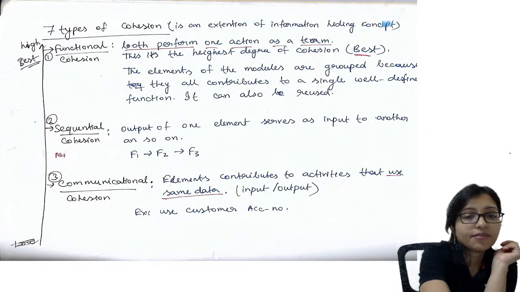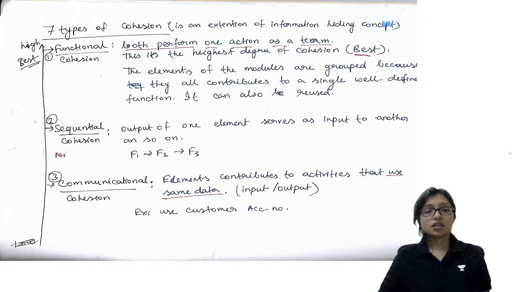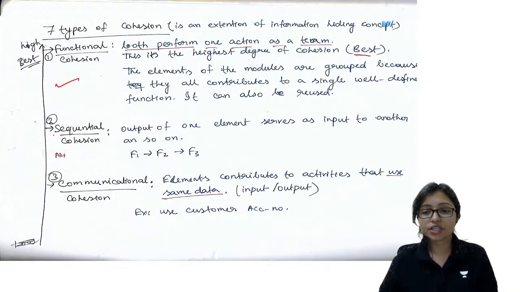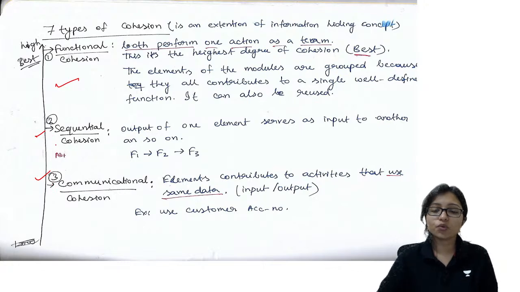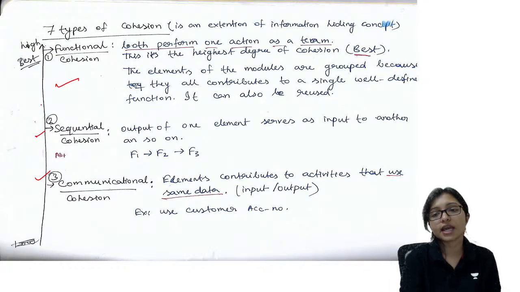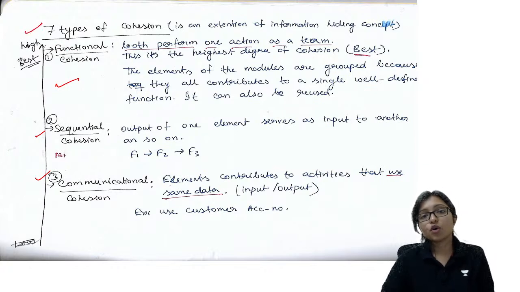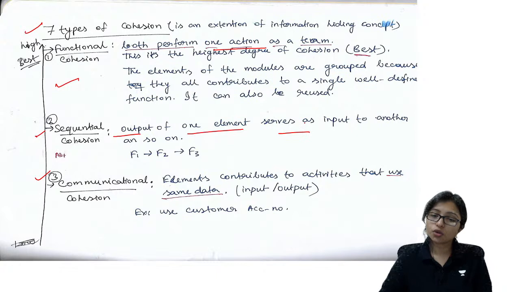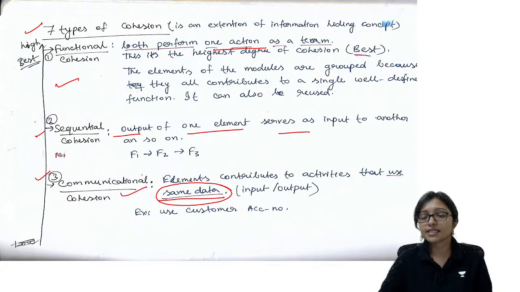Now here are the 7 types of cohesion. You can see the 7 types of cohesion: functional cohesion, sequential cohesion, communicational cohesion, procedural cohesion, temporal cohesion, logical cohesion and coincidental cohesion. These 7 types of cohesion are very important. You have to remember these 7 types of cohesion always. When both perform one action at a time, that is functional. Sequential means the output of one going as an input to the next, that is called sequential. When they are using the same data, that is communicational.